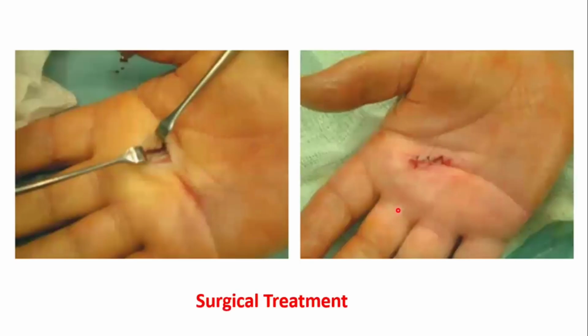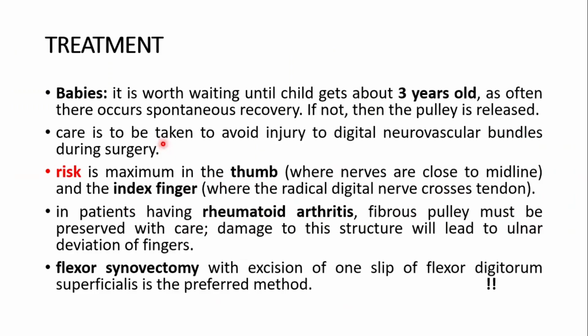Here you could see this. This is the distal palmar crease, and the incision is given over here. You can see this is the surgical treatment of trigger finger. Treatment in babies is worth waiting until the child gets about 3 years old, as often there occurs spontaneous recovery. If spontaneous recovery does not take place, then the pulley is released.